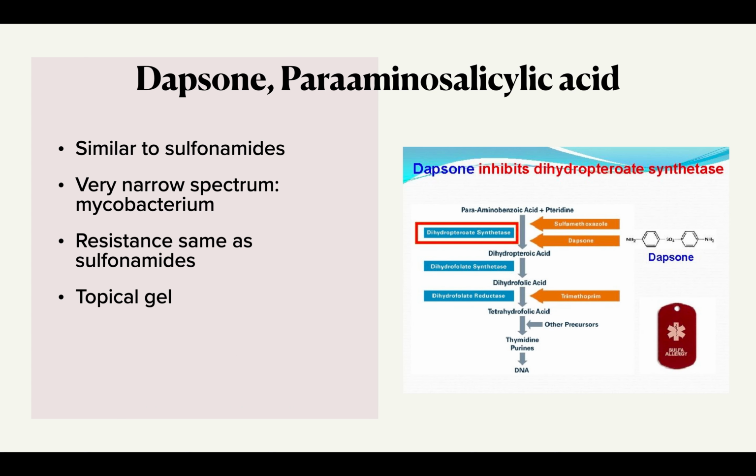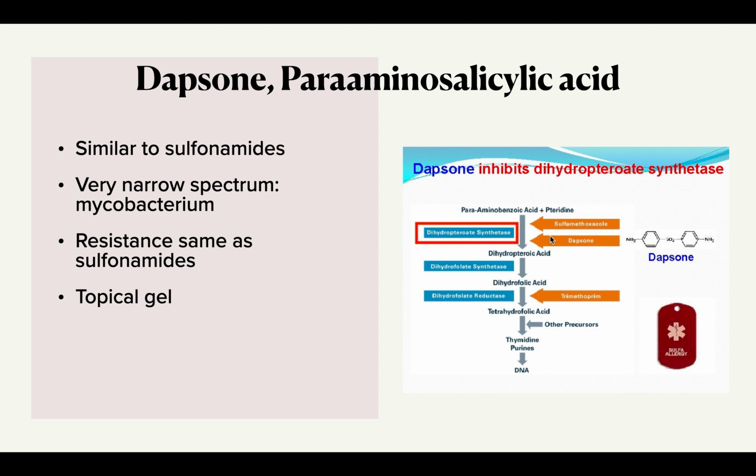Dapsone and paraaminosalicylic acids are going to be similar in mechanism. They're going to prevent the formation of folic acid. However, they are very, very particular. They're specific to only Mycobacterium. Same thing with the sulfonamide resistance. There's going to be efflux or folic acid dependency. This, however, is going to be given as a topical gel.